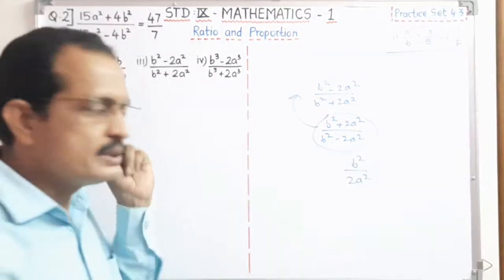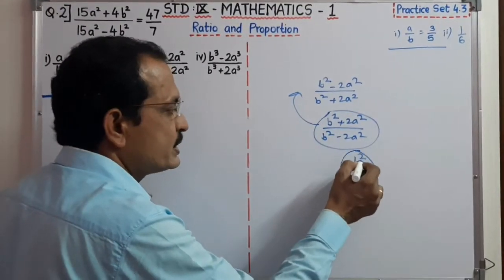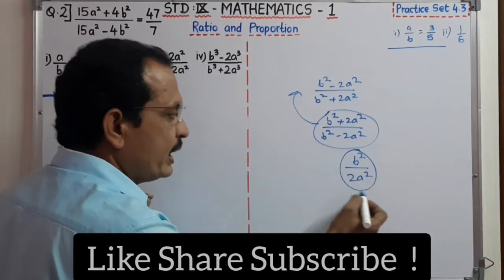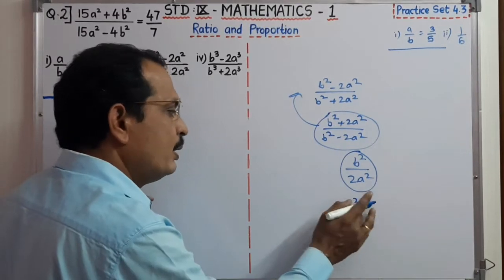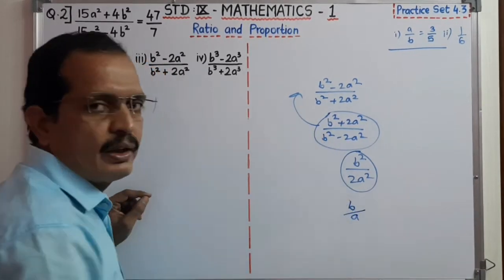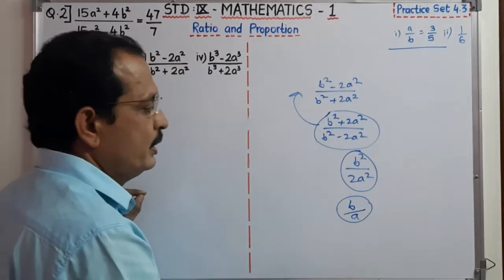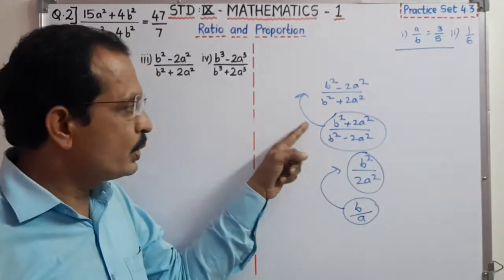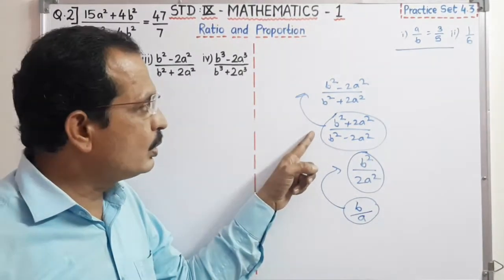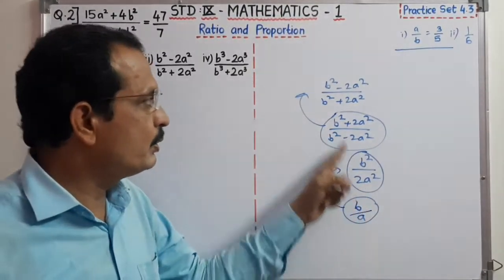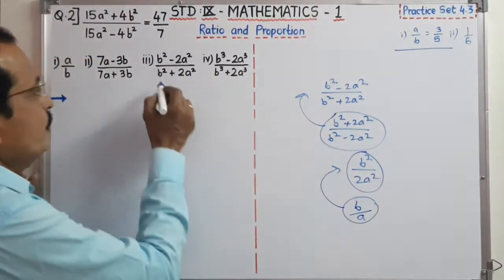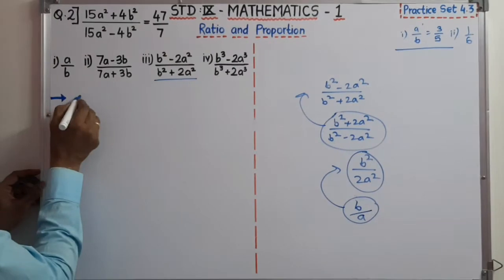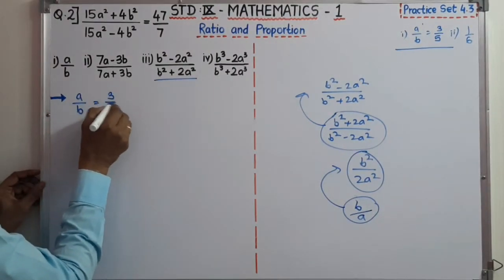Now for getting this, we required b square upon 2a square. Isn't it? That means first of all we required b square upon 2a square, and for getting this, first of all we required b upon a. If we get b upon a, then we have to find out b square upon 2a square. Then we have to do the componendo dividendo, and then invertendo. We will get the value of this ratio. Now we know that a upon b is equal to 3 upon 5.